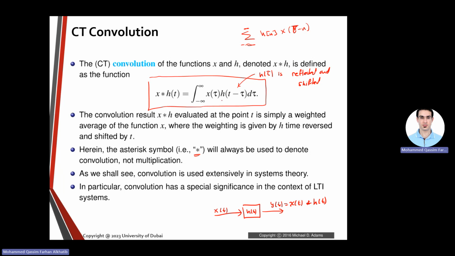Similarly here, we do a time reversal for one of the functions and slide it all the way to the left. And we start sliding to the right, and we look for the overlaps, and the overlaps will be the limits for this integration. So you can either flip and shift x or flip and shift h. Now we've seen in the properties x convolved h is the same as h convolved x.